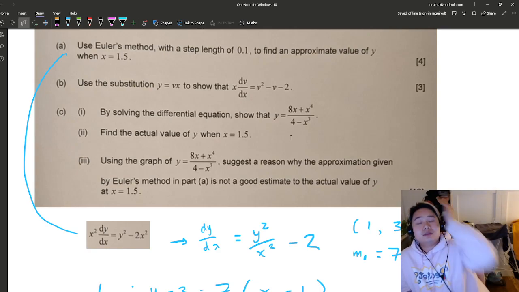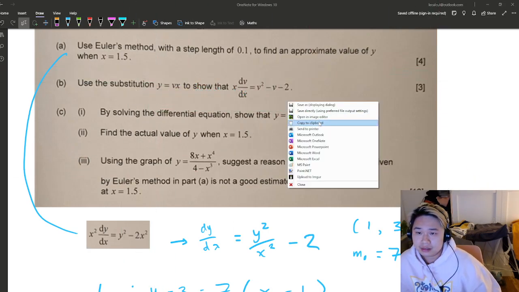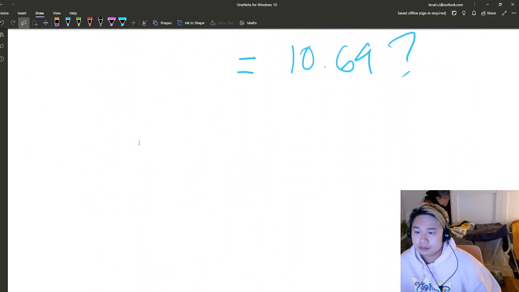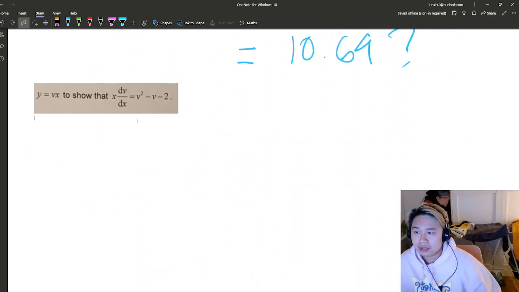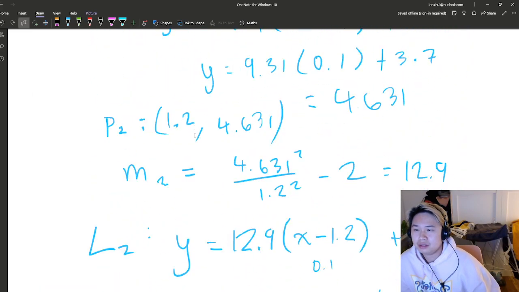Ugh. Okay. Use this substitution to show this. Paste. Sure. Okay. What was the original derivative?